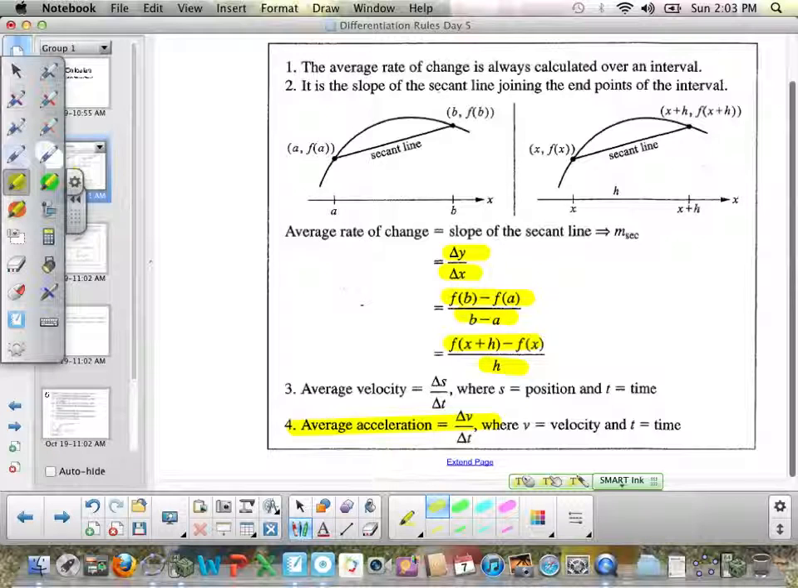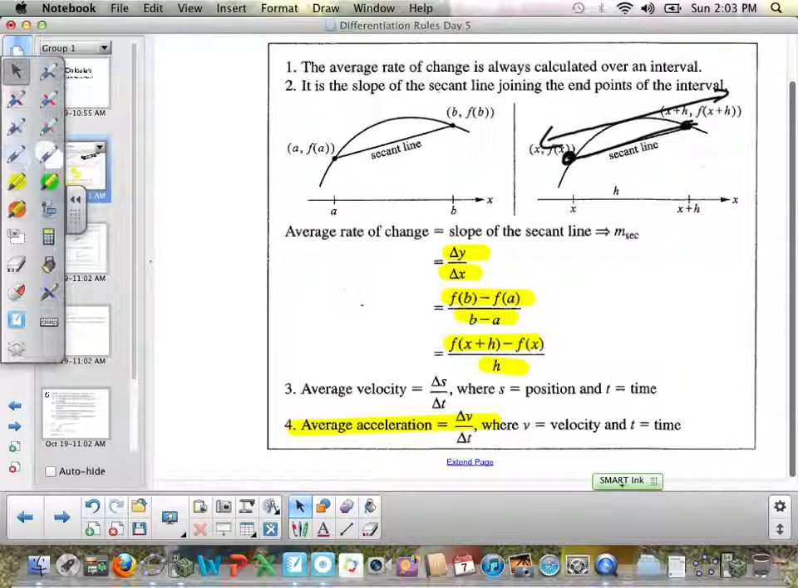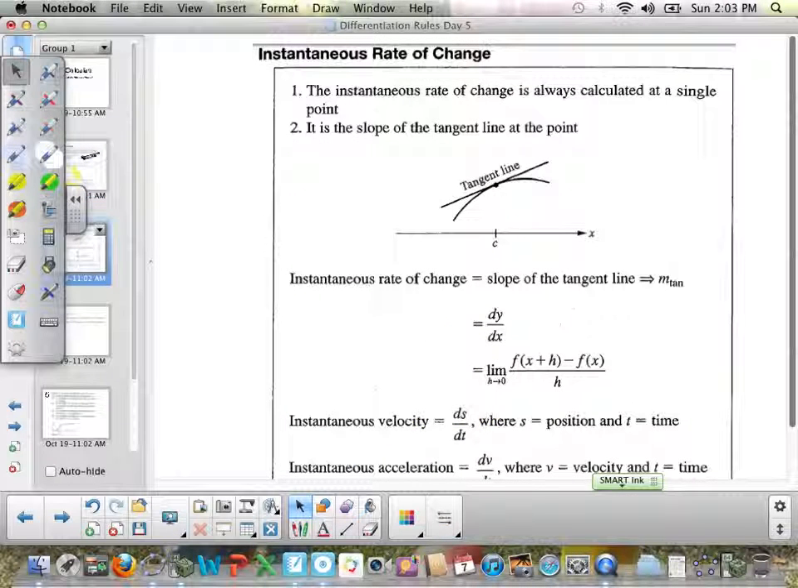And then we also talked about instantaneous rate of change, where we take our secant line and we let the 2 points on each side get closer and closer to each other until we have a tangent line. And that leads us to instantaneous rate of change. It is calculated at a single point. It tells us the velocity at that single point, or if we start with velocity, it tells us the acceleration at that single point.